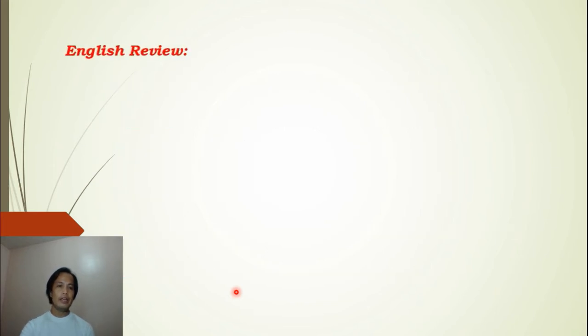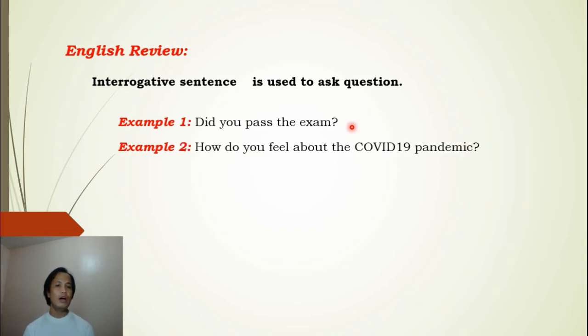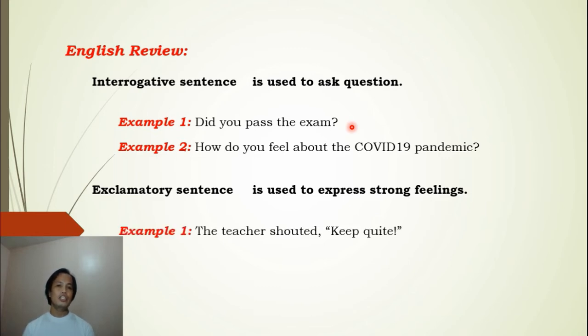And number three is the interrogative sentence. When we say interrogative sentence, it is used to ask questions. When we ask questions, we usually have a question mark at the end of the statement. So, did you pass the exam? And number two, how did you feel about the COVID-19 pandemic? So these are examples of a question. And number four is the exclamatory sentence, which is used to express strong feelings. Example, the teacher shouted, "Keep quiet!" and "Ouch, it hurts!" This is a statement of strong feelings.